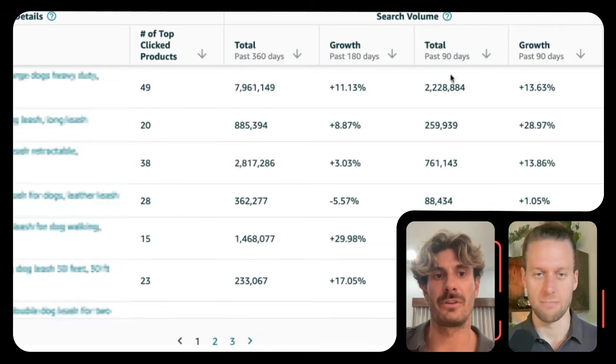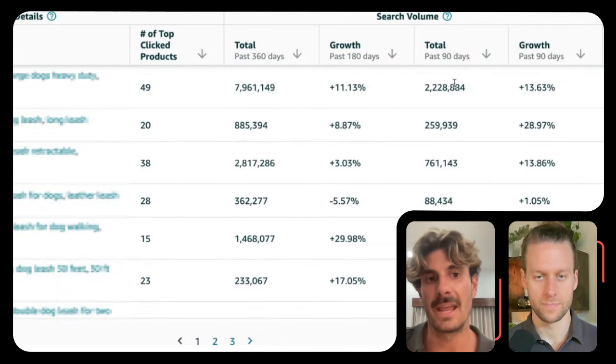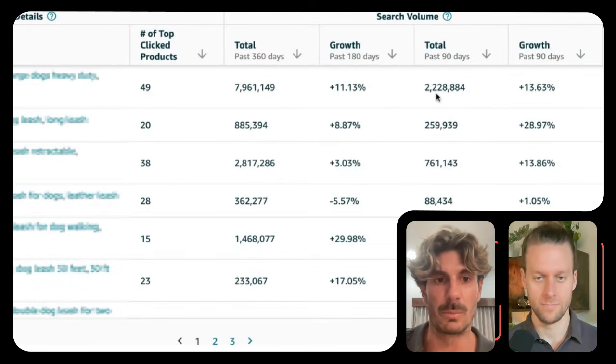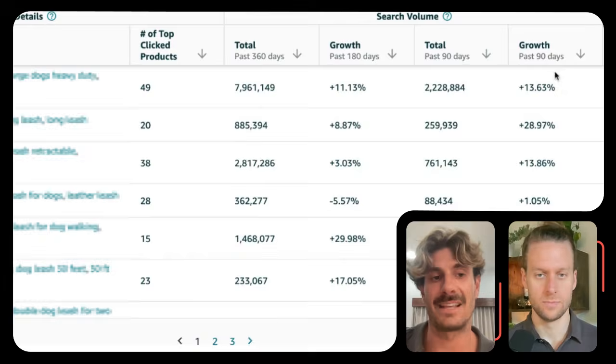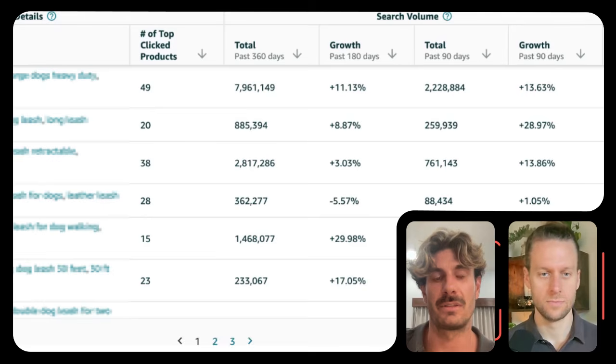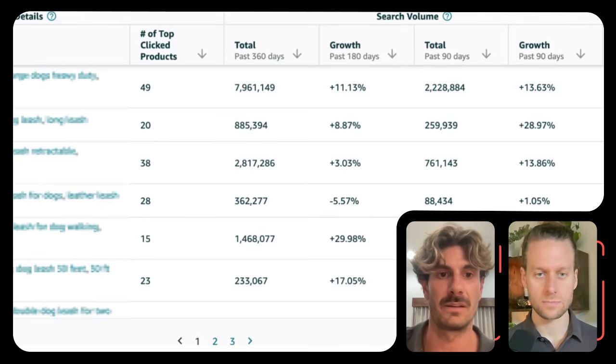And here the most accurate search volume you're going to get is the 90 days, and you could divide this by 3 and have an approximately 30-day volume, which is a good one. Talking about seasonality, you can see both the last half year, which is growing in this case for dog leash, and then the growth in the last 90 days. That's the most accurate 30-day search volume you're going to get in this view, basically.